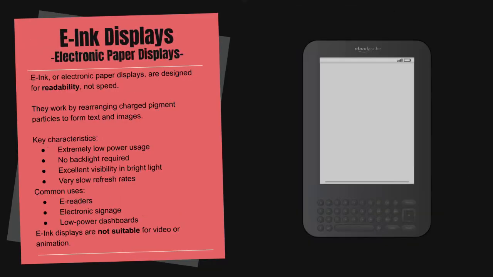We also have e-ink displays. E-ink, or electronic paper displays, are designed for readability, not speed. They work by rearranging charged pigment particles to form text and images. Some of the key characteristics are extremely low power usage, no backlight required, excellent visibility in bright light, and very slow refresh rates. Some common uses are e-readers, electronic signage, and low-powered dashboards. E-ink displays are not suitable for video or animations.